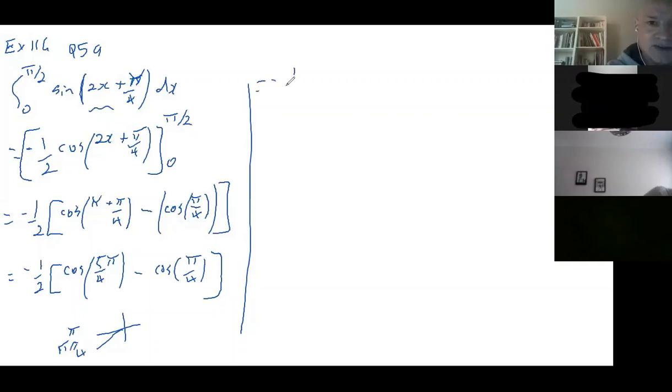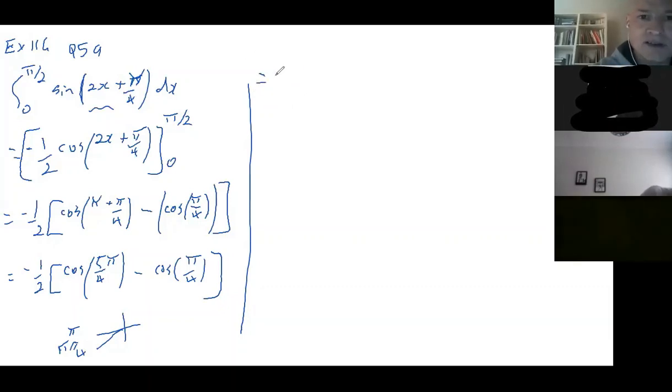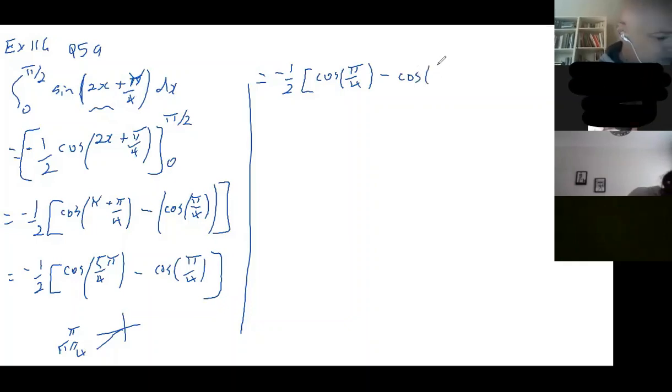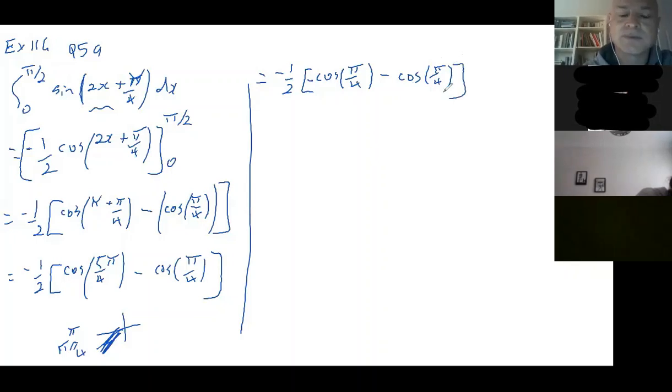So I've got the negative a half. Let me write that again. I've got negative a half. This is cos of pi over 4 minus cos of pi over 4. Oh, and remember, I've got to put a negative in here because of it being in this quadrant. I was looking at it and going, that's going to just cancel. Okay, so this gives me negative a half.